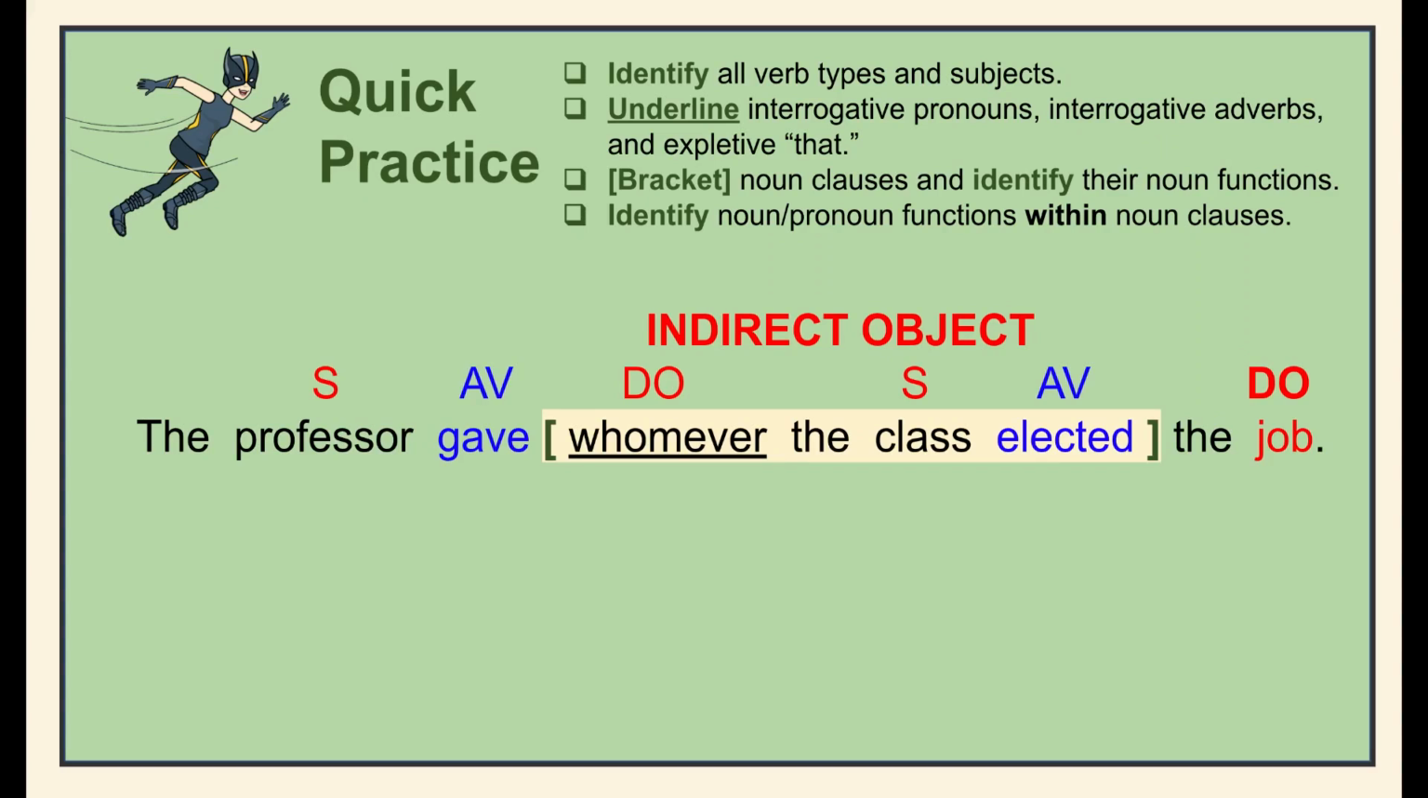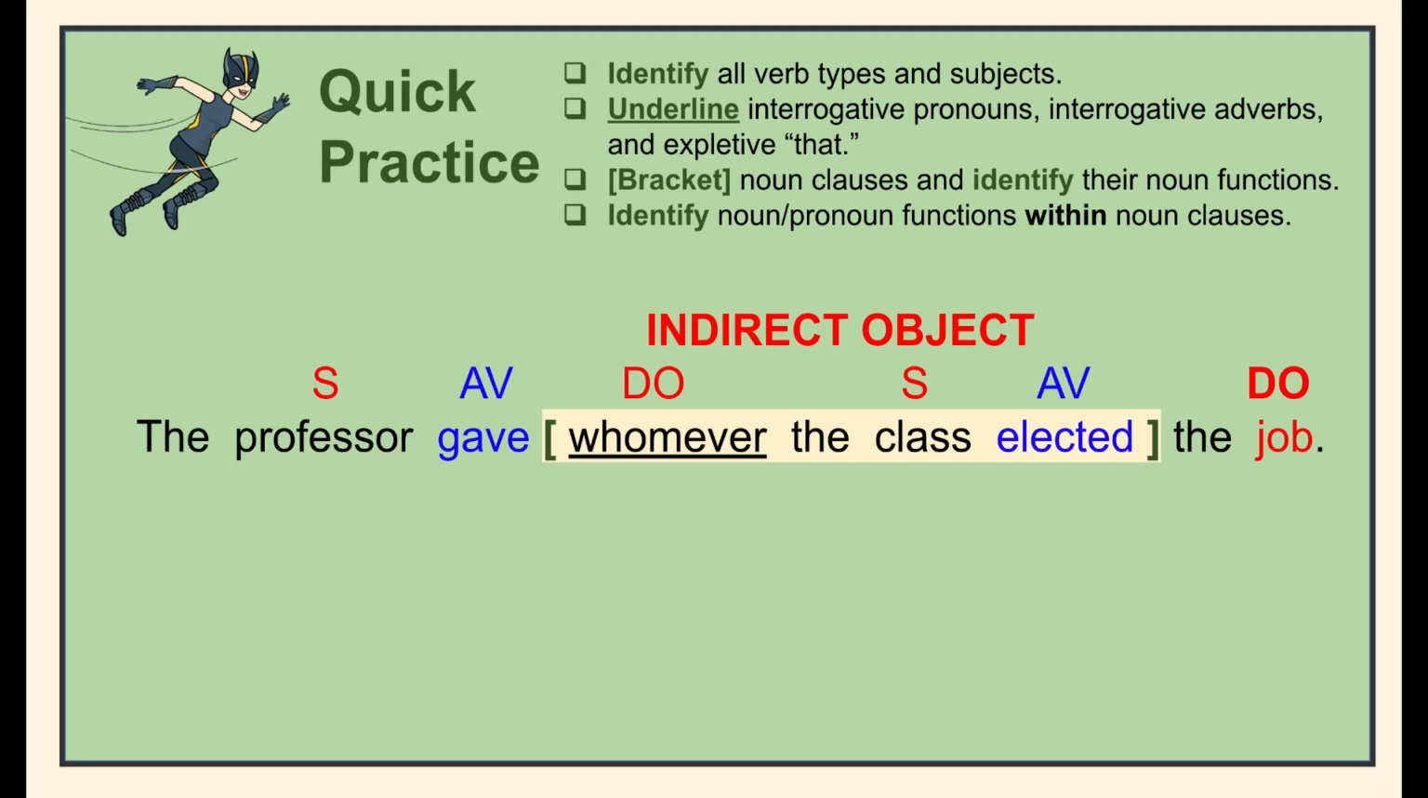In this sentence, our first verb is the action verb gave, and its subject is professor. The second verb is the action verb elected, and its subject is the word class. The interrogative pronoun whomever begins the dependent clause and acts as the direct object of the action verb within the clause, elected.